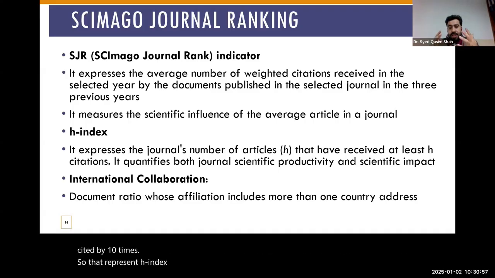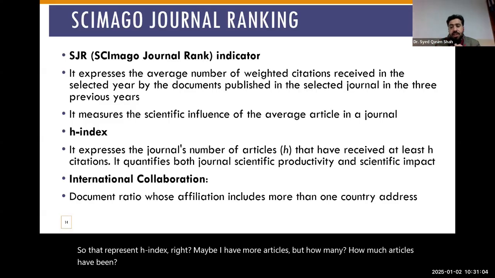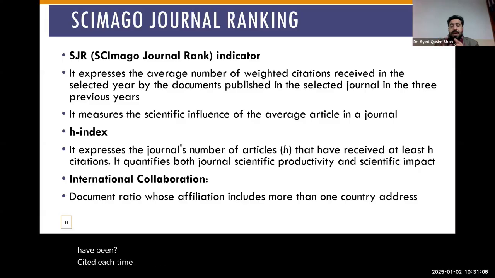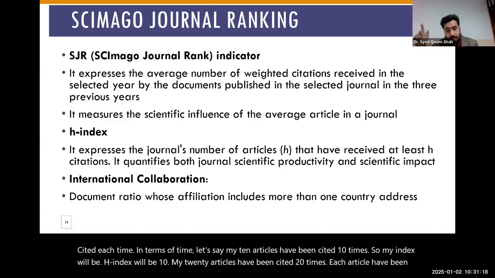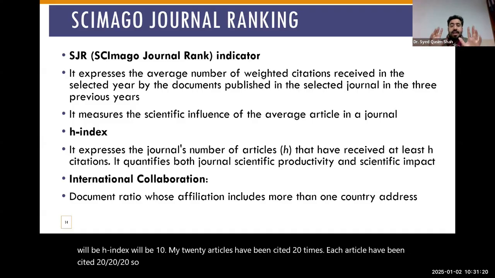Maybe I have more articles, but how many articles have been cited at least that many times? Let's say my 10 articles have been cited 10 times, so my H index will be 10. My 20 articles have been cited 20 times, each article cited 20, 20, 20. So that means my H index is 20, right?